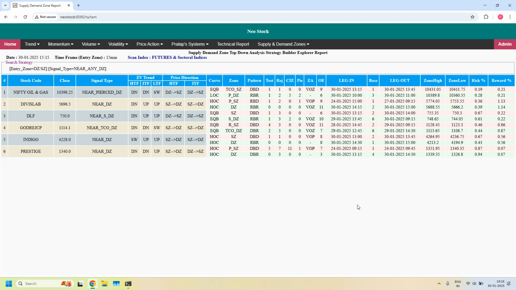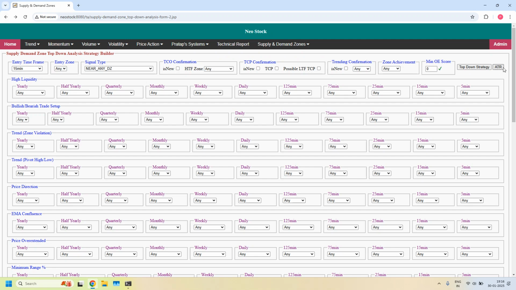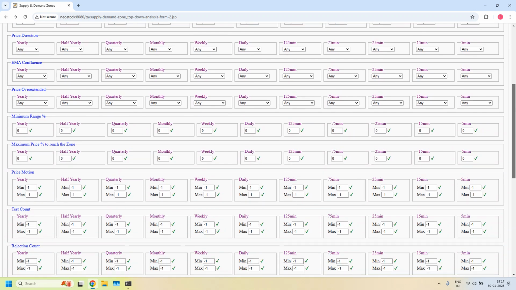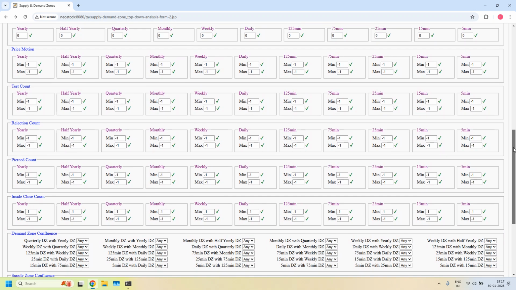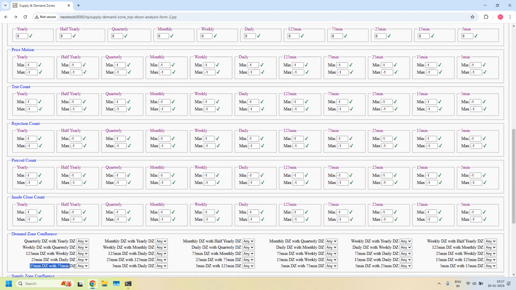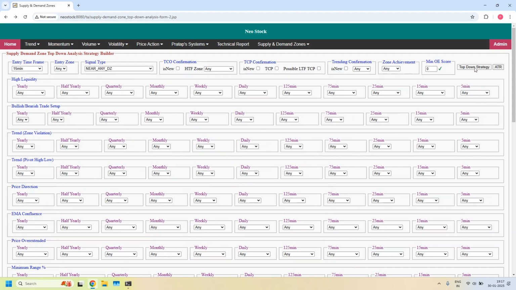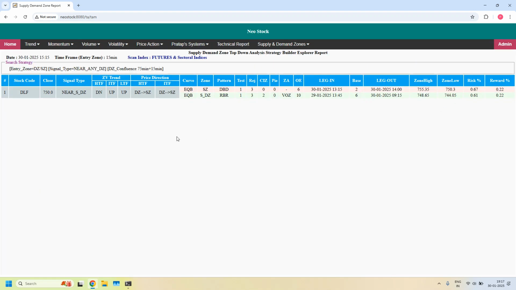Okay, let us identify how many of these stocks are having an ITF zone confluence demand zone. That is a 15 minutes demand zone with a 75 minutes demand zone confluence. I am enabling that filter. So out of 6, we got only 1 stock. So this 15 minutes demand zone is a part of the 75 minutes demand zone. That means overlapped with the 75 minutes demand zone. That is what zone confluence.